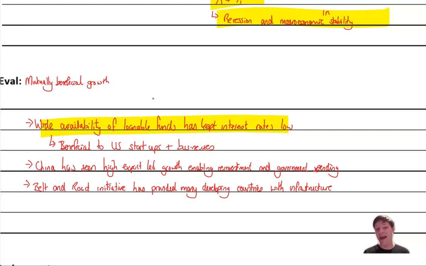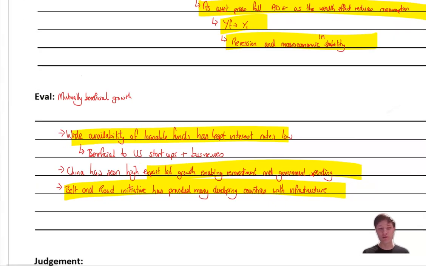China has seen high export-led growth. It's reinvested that in other areas as well. And we've also seen the Belt and Road Initiative, infrastructure projects across the world being funded by these excess savings as well. So it seems unreasonable to suggest that these excess savings have simply just created asset price bubbles. They've also resulted in lots and lots of useful growth as well.